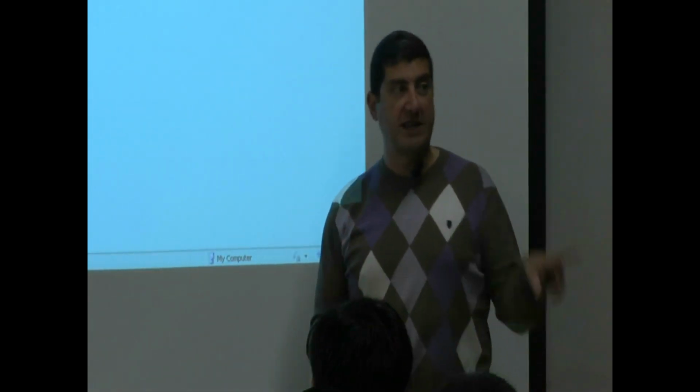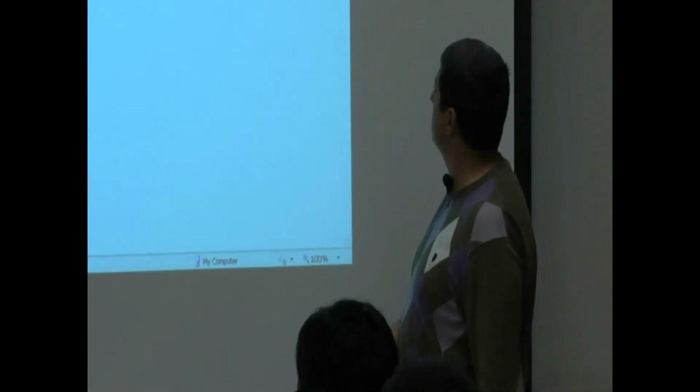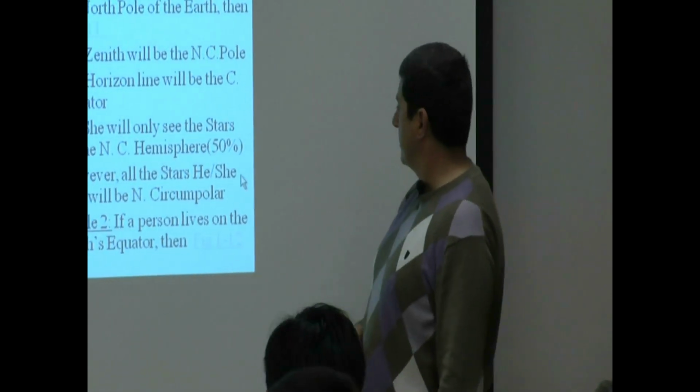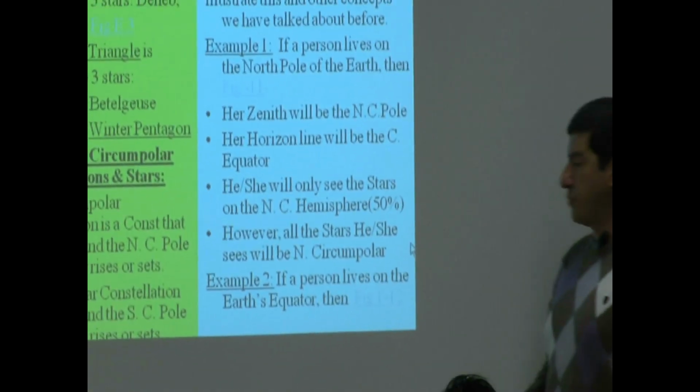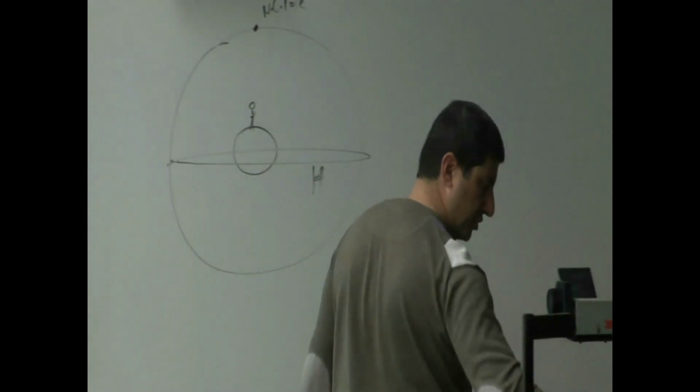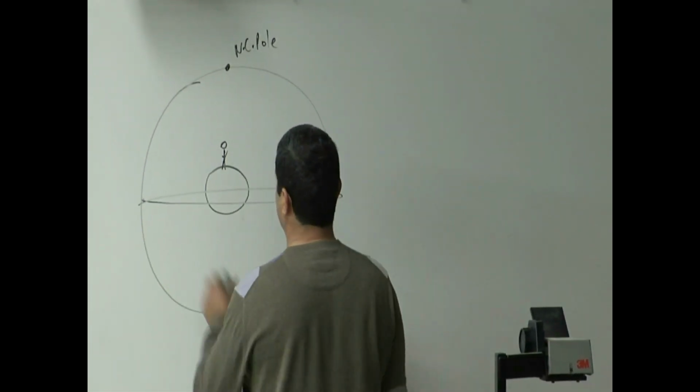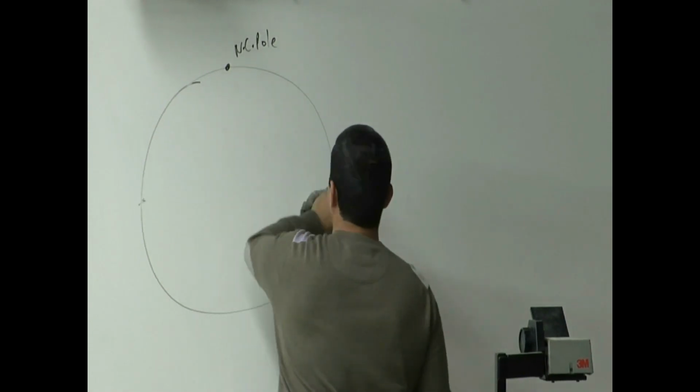Now in the equator, that's the other extreme. Let's see what happens in the equator. If a person lives on the Earth's equator, so now what happens? The picture changes. So this was the case in the North Pole, and now the equator.